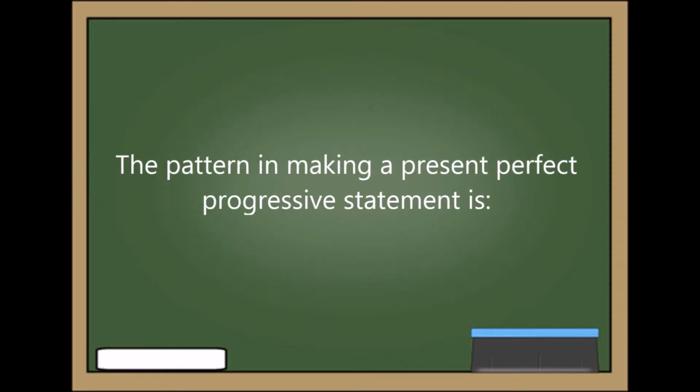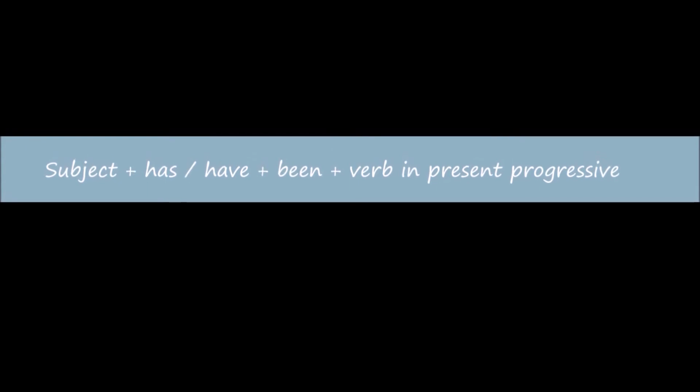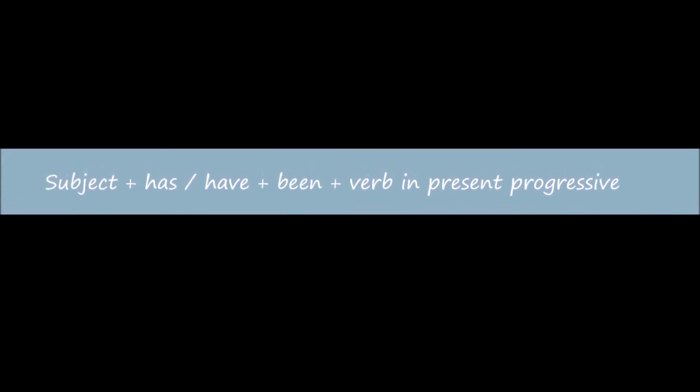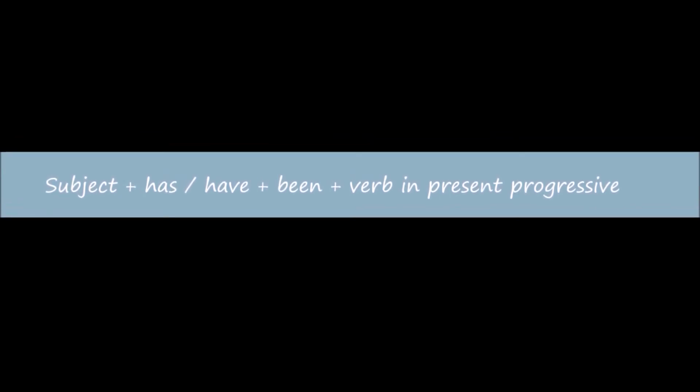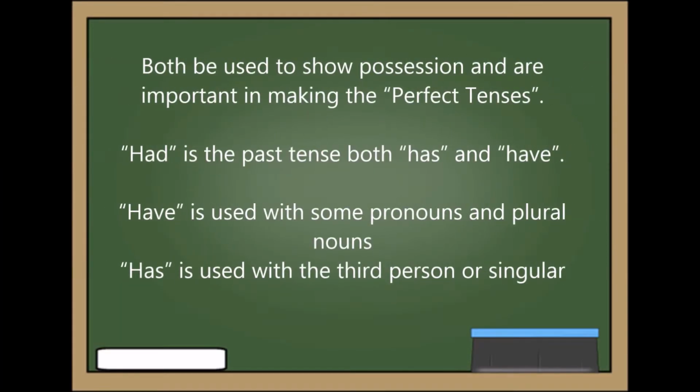The pattern in making a present perfect progressive statement is subject plus has or have plus been plus verb in present progressive. Some points to remember when using have and has. Let's start with the basic. They can both be used to show possession and are important in making the perfect tenses.